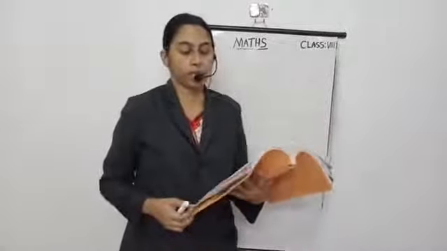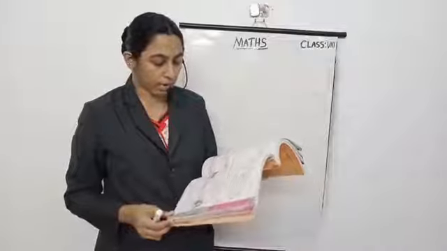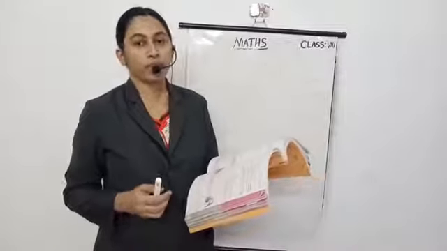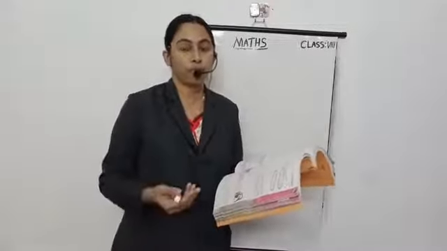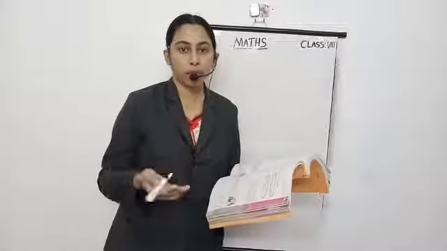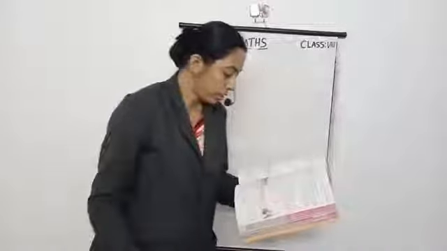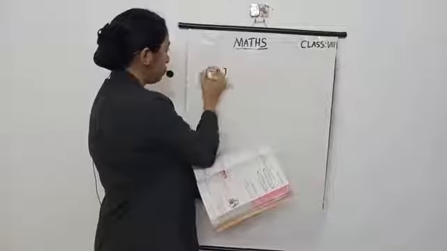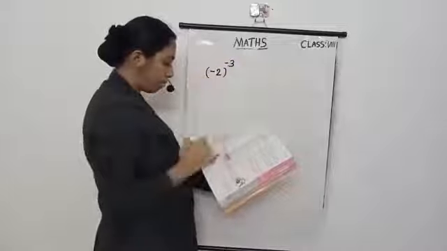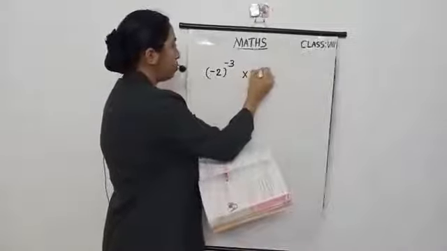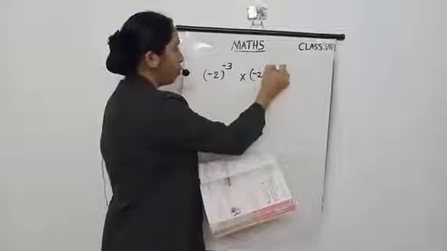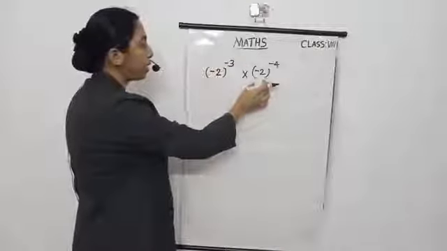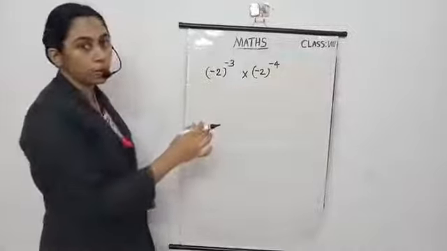Now take page 195. There, try this: simplify and write in exponential form. So we need to write in its exponential form. Exponential form is a raised to m, raised to a number. So the first question is minus 2 all raised to minus 3 into minus 2 all raised to minus 4.